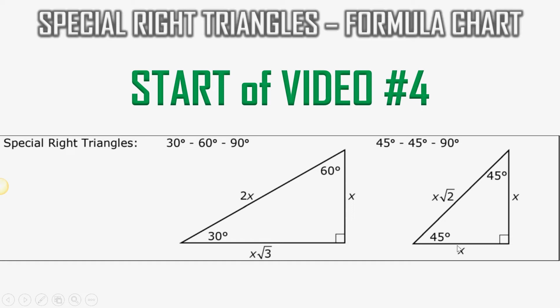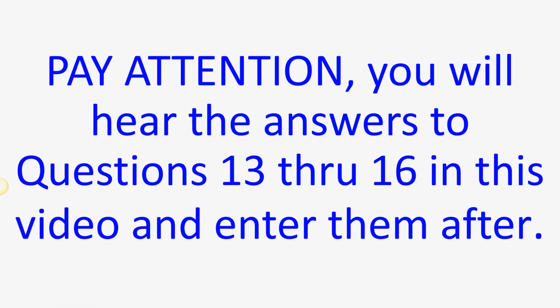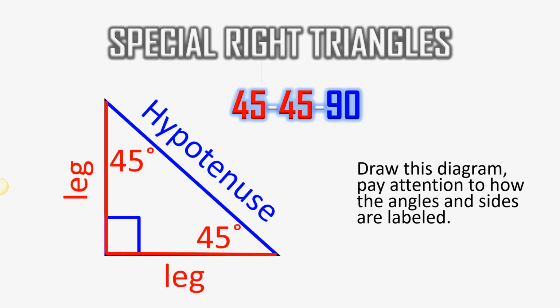So here's your formula chart again. You got your special right triangles. We talked about a 30, 60, 90 for the bulk of 2 videos and a chunk of 1. And now we're going to jump into 45, 45, 90 triangles. You got question 13 through 16 after this video. Pay attention. So, what's different here?